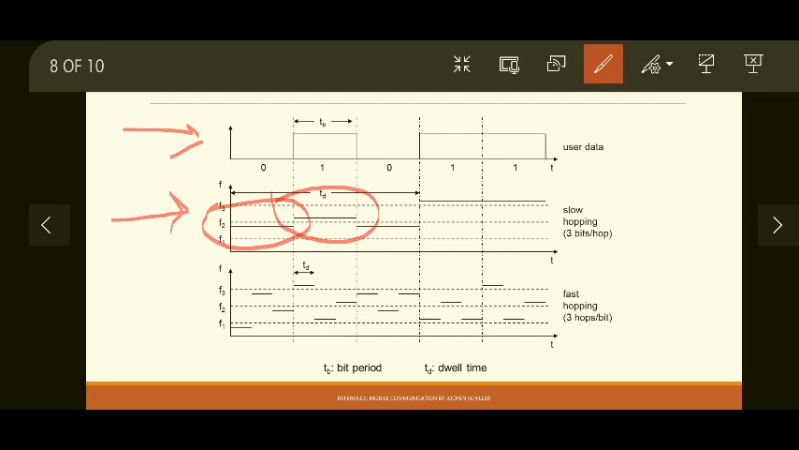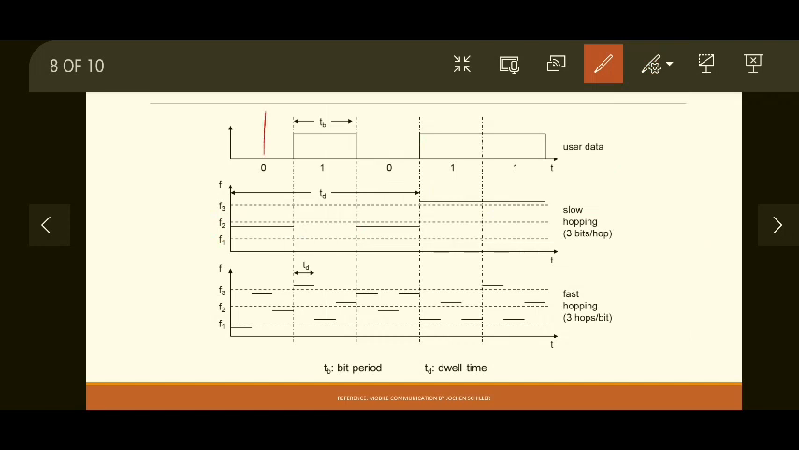So 3 data bits per single frequency channel, F2 then F3. The sequence followed is F2 and F3. Then in the fast hopping, one user data bit stays on several channels.